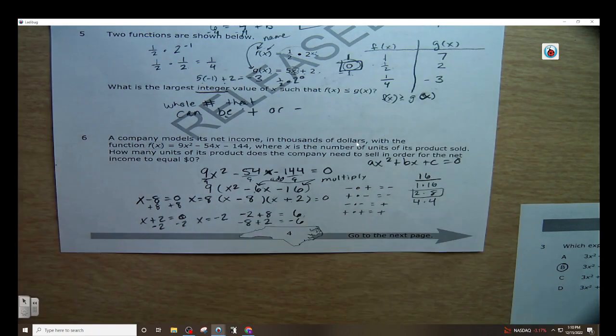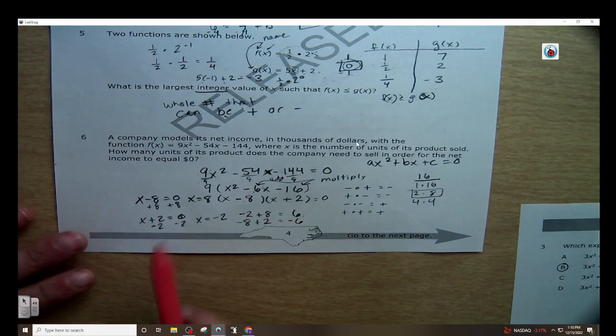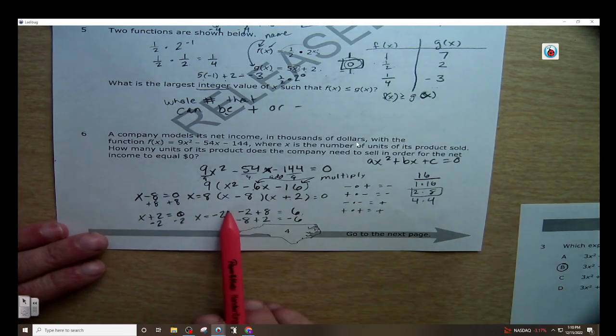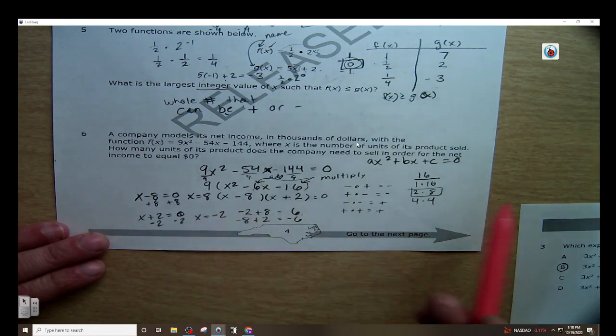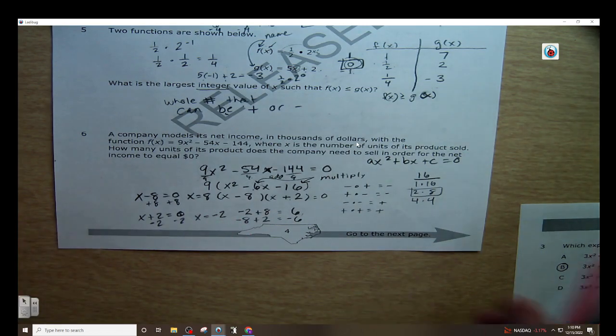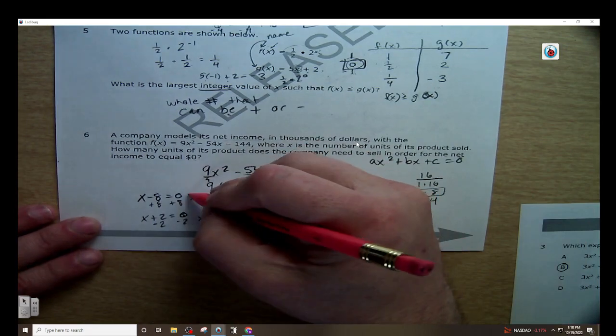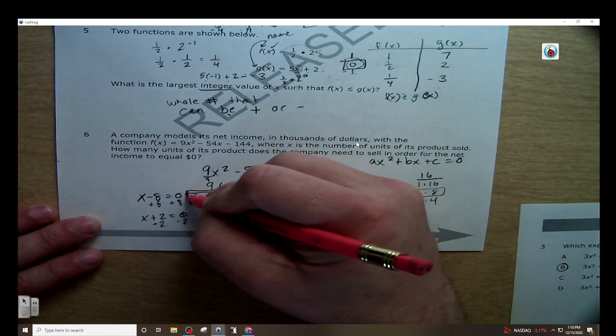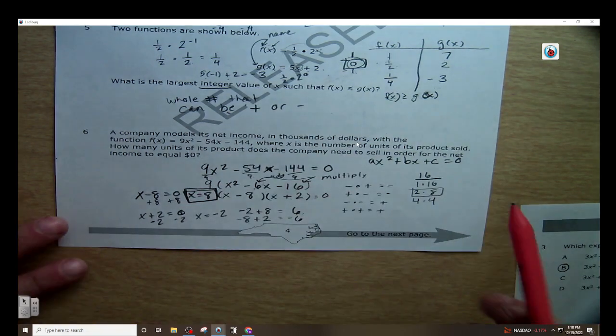Now let's think about our two answers real quick. Which one of these answers cannot be a legitimate answer? Well, number one, look at this number right here, negative 2. You can't sell a negative number of units. I mean, you can sell no units, but you can't sell negative 2 units. However, you can sell 8 units. So there is my answer. That's my answer. So let's recap.